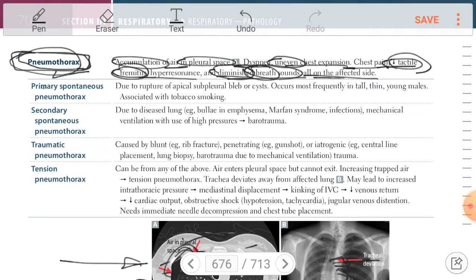Then what are the causes? We have primary spontaneous pneumothorax, we have secondary spontaneous pneumothorax, we have traumatic pneumothorax, and all of these causes can lead to what? Can lead to tension pneumothorax.